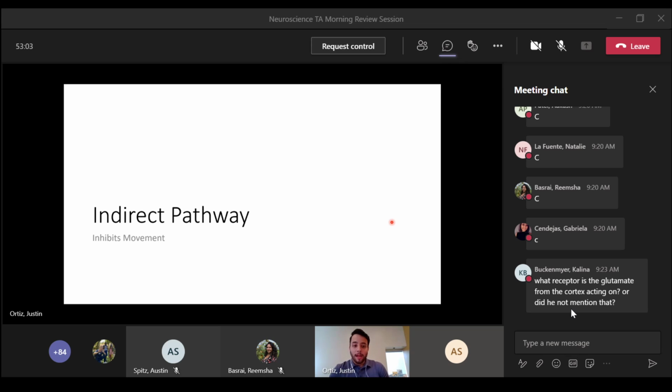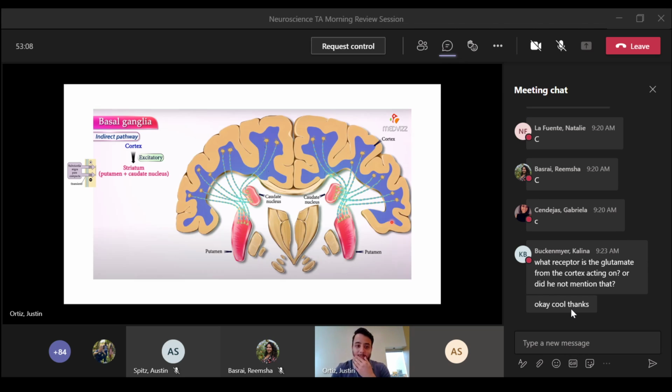Okay, so we have the indirect pathway. This is going to inhibit movement. First things first, we want to inhibit movement. This time we are not trying to facilitate a movement. We want to inhibit this pathway. So what is going to be different?